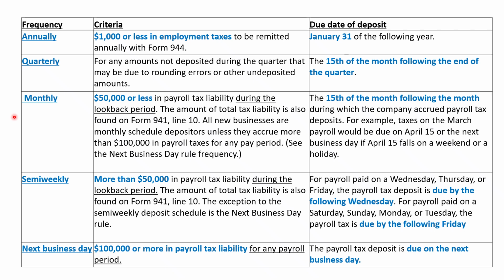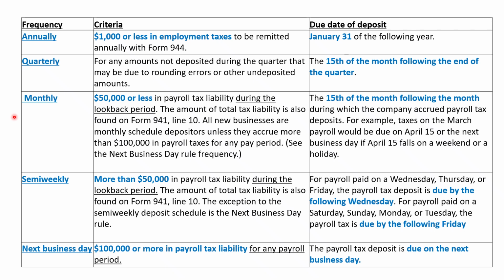If the employer has $1,000 plus in payroll tax liability, but equal to or less than $50,000 during the look-back period, then the company needs to deposit the payroll tax amount by the 15th of the following month. For example, taxes on the January payroll would be due on February 15th, or the next business day if February 15th falls on a weekend or a holiday. And taxes on the February payroll would be due on March 15th, and the taxes on the March payroll would be due on April 15th.